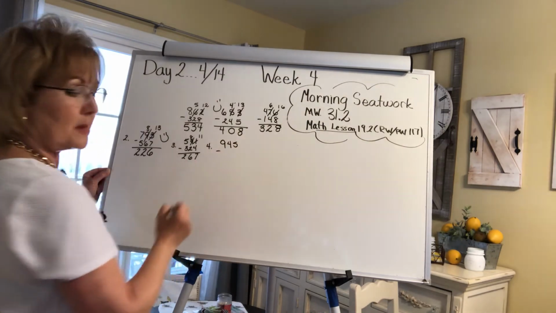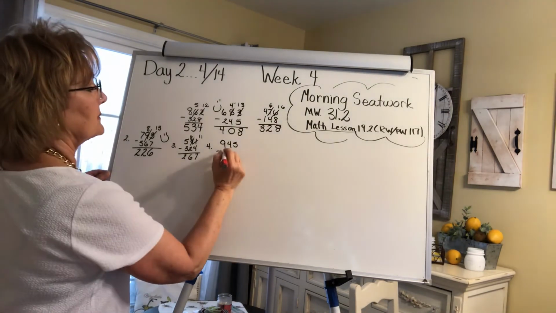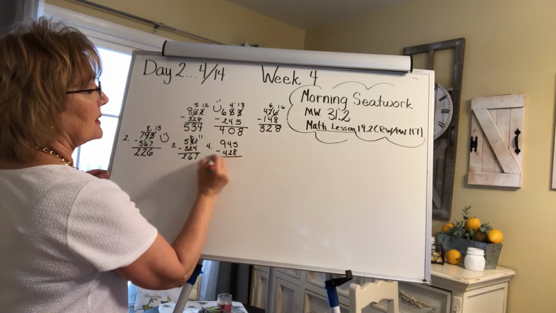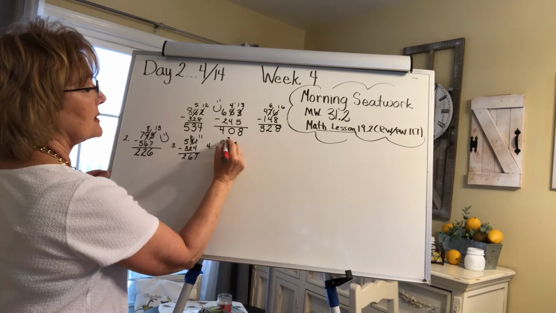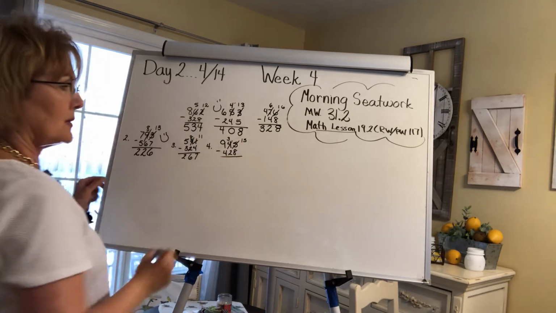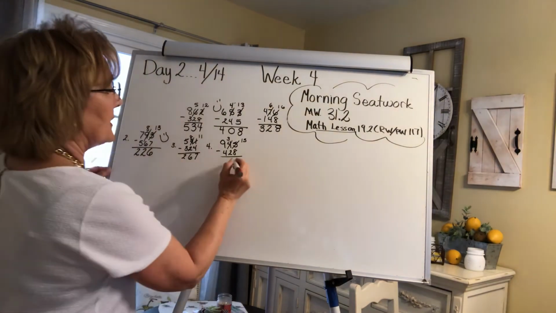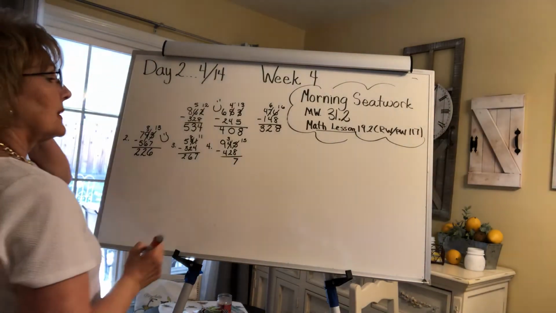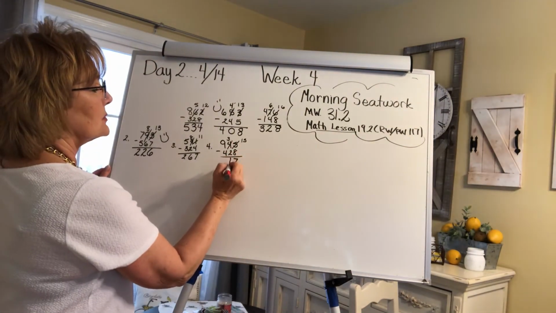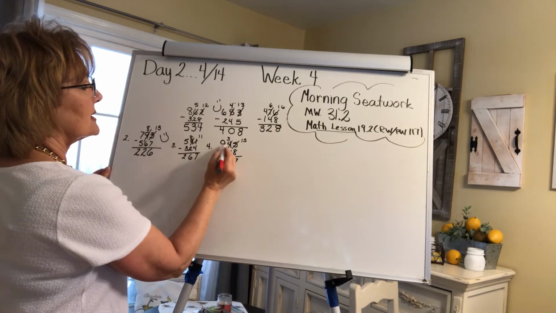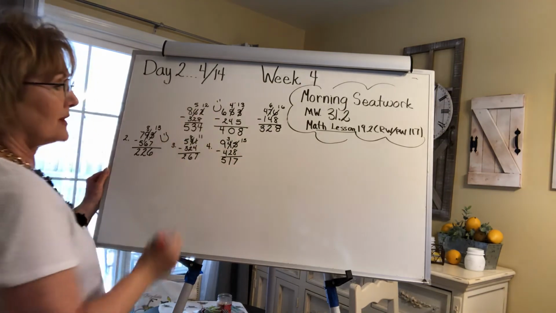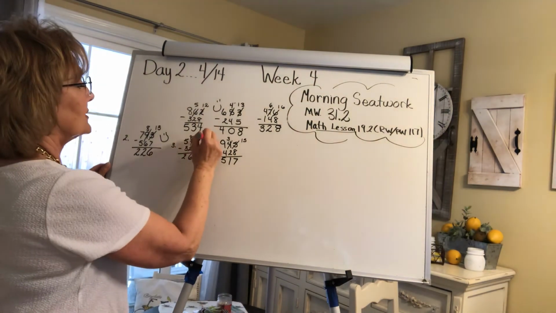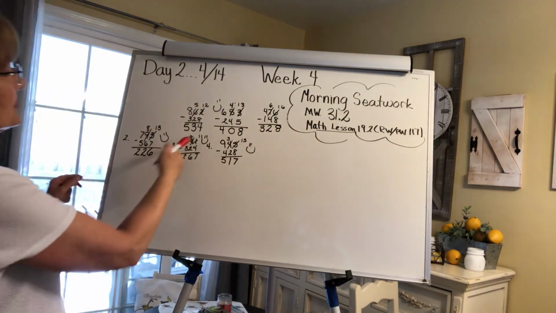945 minus 428. Okay, more on the floor. Go next door. Get 10 more. You have 15 take away 8. I have to think about that one. 7 and 3 minus 2. Well, 2 plus 1 makes 3. 9 take away 4. Did you get 517? Good. I'm not sure if I already did that one.